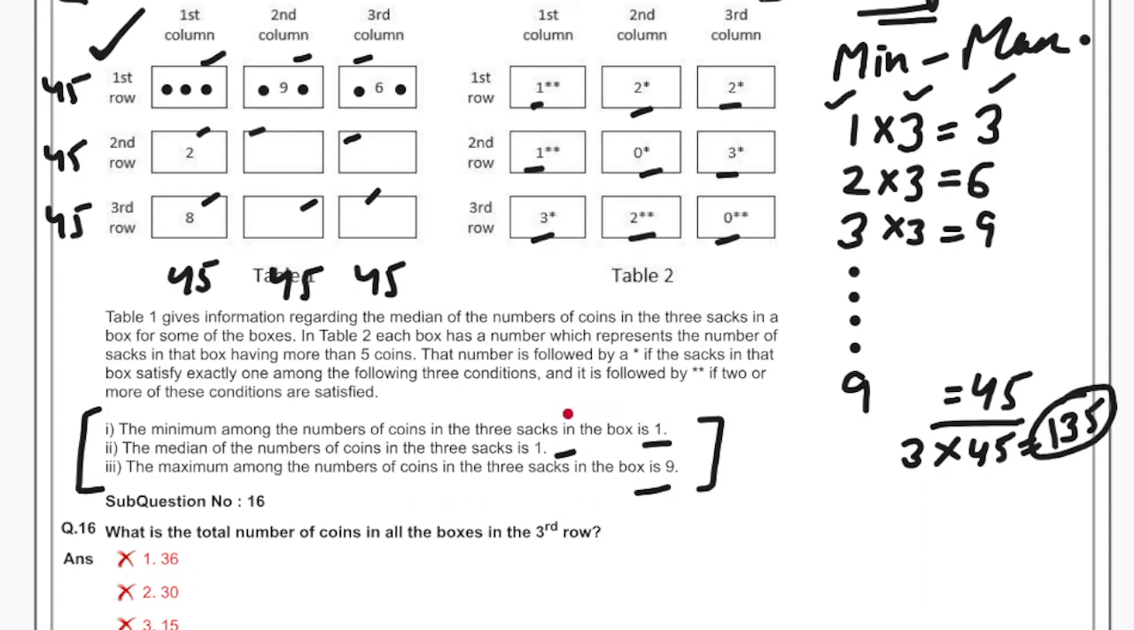So 2 stars means 2 or more conditions to be fulfilled. 1 star means 1 condition to be fulfilled. Let's make the boxes before we solve the question. Let's make the configuration.